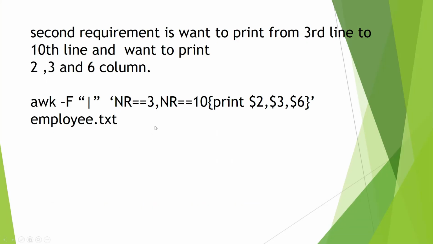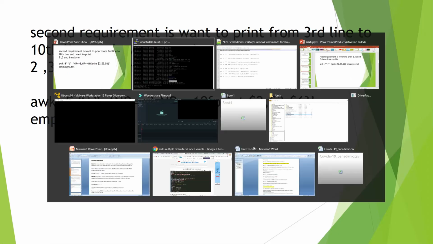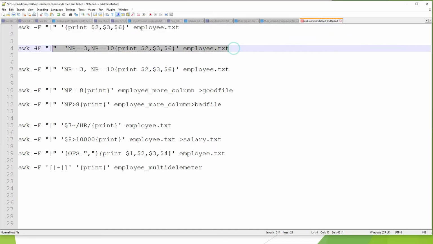Alright, but my requirement is I only want to print from the 3rd line to the 10th line. To print from a specific line, you have an inbuilt variable called NR. What is NR? NR is the line number. So what will be the command? awk -F, my delimiter, NR==3, NR==10. It will print from the 3rd line to the 10th line, and it will print the 2nd, 3rd and 6th column. So let us run this command in Unix.